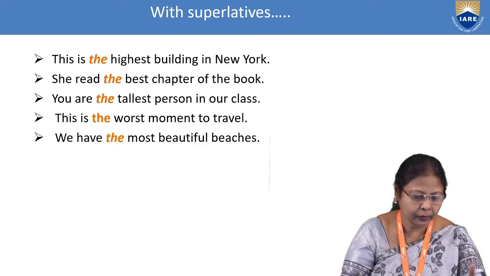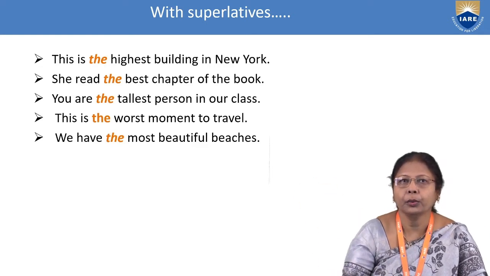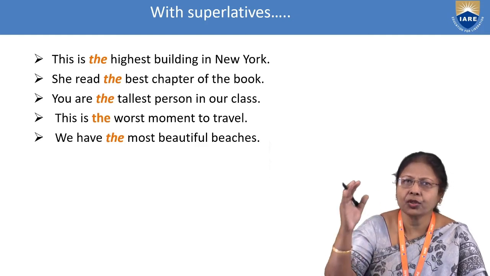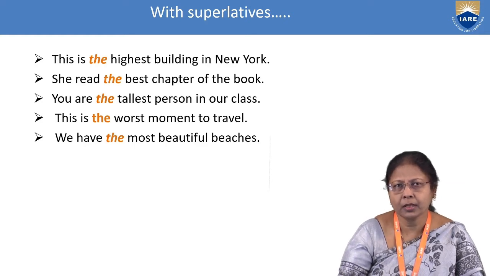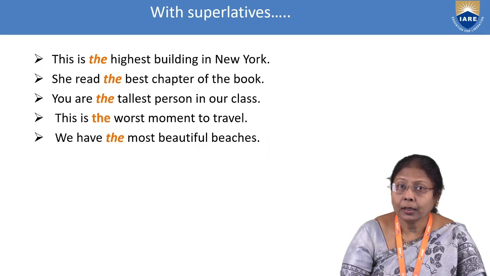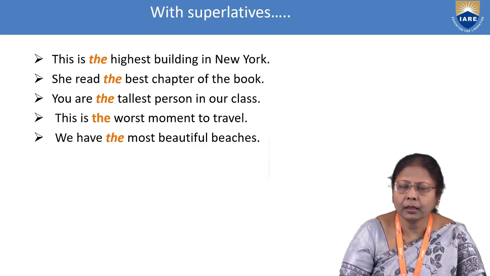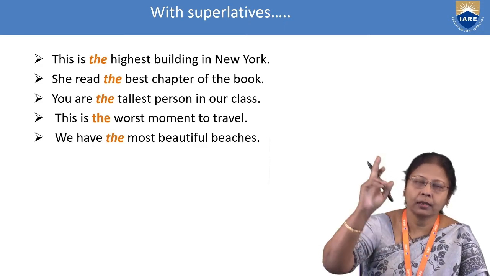Here I have given a few sentences. This is the highest building in New York. And the next one is, she read the best chapter of the book. A book has many chapters, but this is the best chapter. And you are the tallest person in our class. Many students are there. Among all those students, one boy is there who is the tallest.